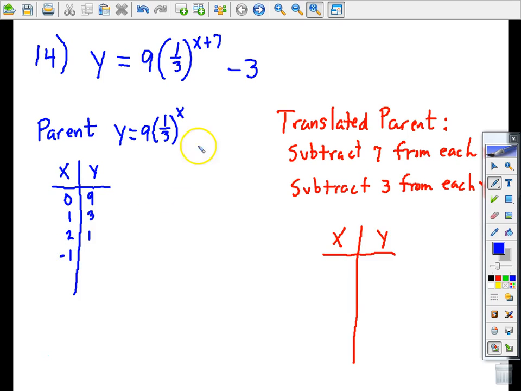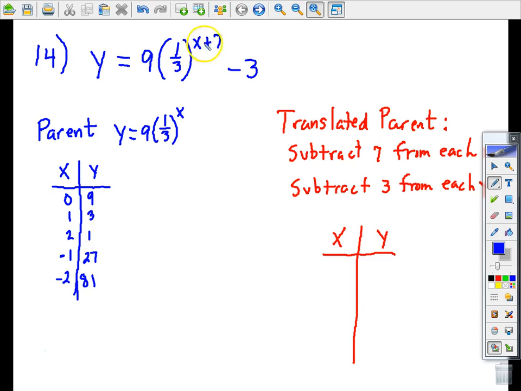If I let x be -1, (1/3) to the -1 is 3. 3 times 9 is 27. And then if I let x be -2, (1/3) to the -2 is 9, and then 9 times 9 is 81. So this table represents the ordered pairs, at least 5 of them, for the parent function. Now let's look at what the translated parent table of values looks like.